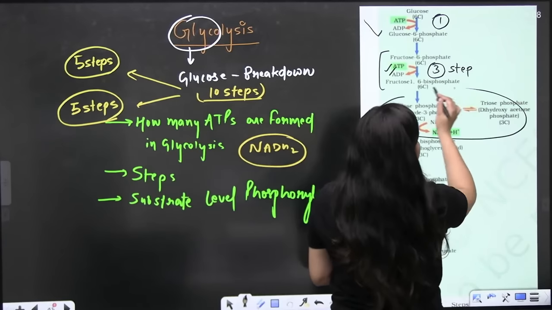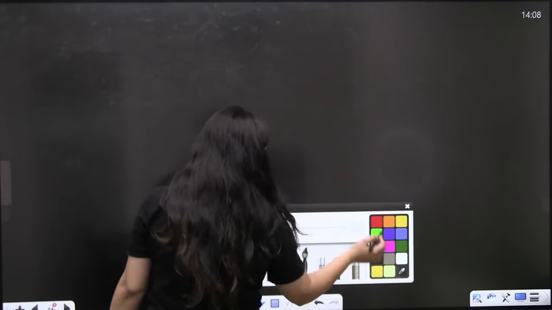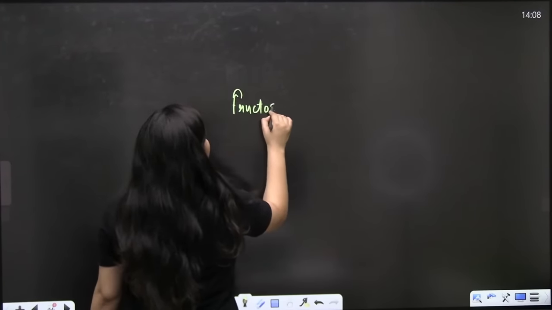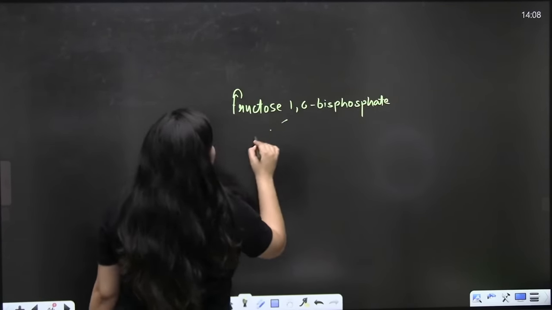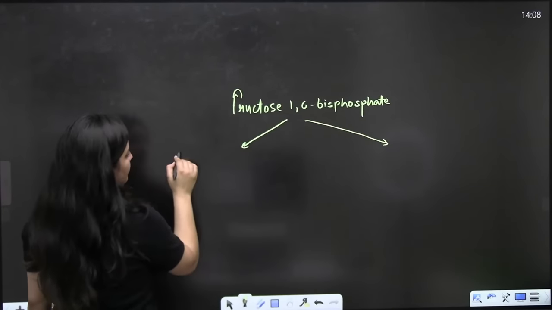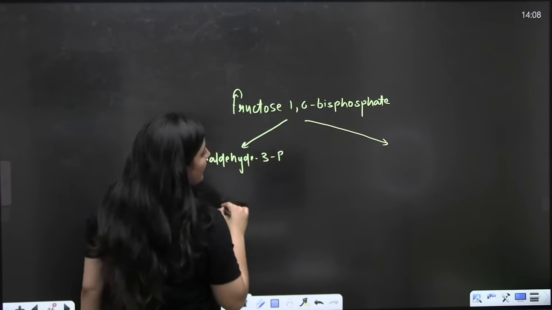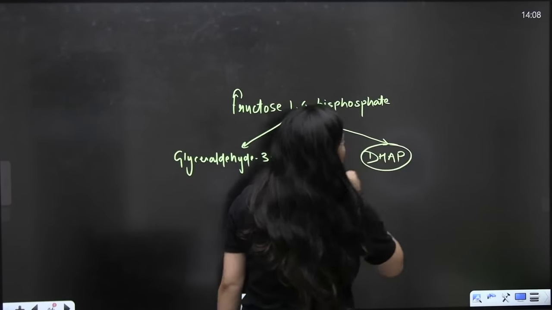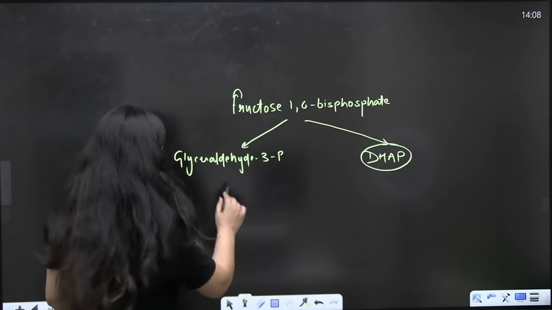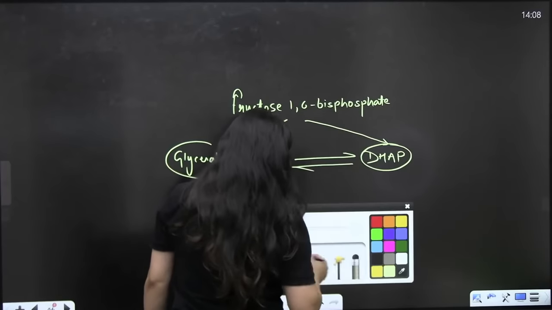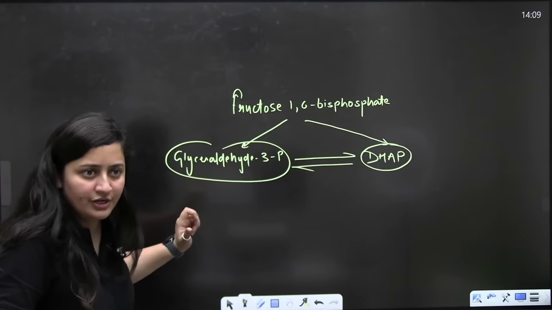Now, another confusion is at this particular step. Students get confused here. Now, bachche, what is happening? We have fructose 1,6-bisphosphate, a 6-carbon compound. Now, we are going to break it into triose phosphates. One is glyceraldehyde 3-phosphate, G3P, which is an aldehyde. Another is dihydroxyacetone phosphate. One is the aldehyde form, another is the ketone form. And they can get converted into each other.